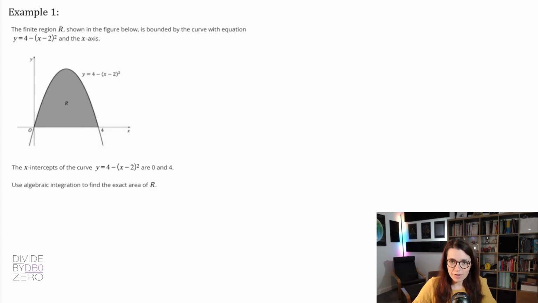Now, to find the area between a curve and the x-axis, we can use definite integration. So that's when you use integration with limits. And in this case, the limits are actually going to be 0 and 4 because that's the area we're interested in. And we're integrating the curve, so 4 minus (x minus 2) all squared with respect to x.